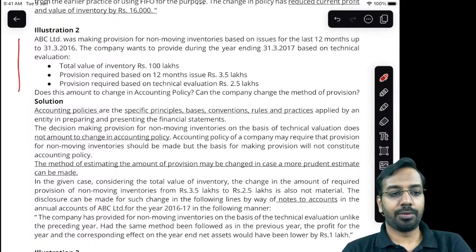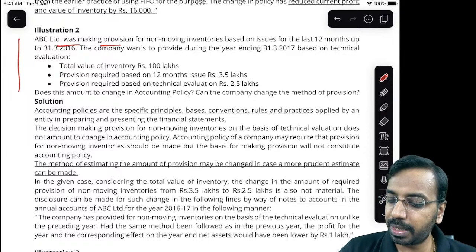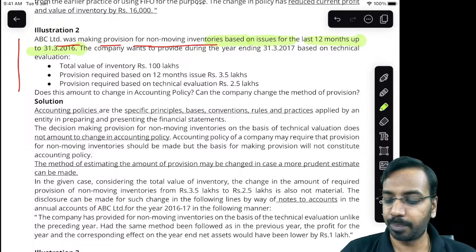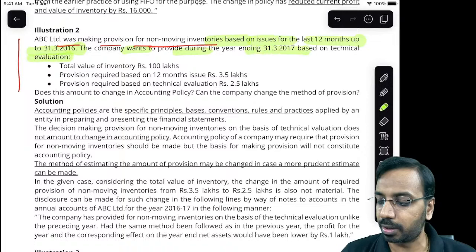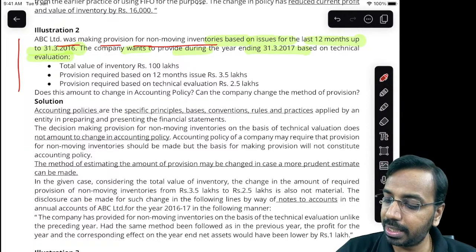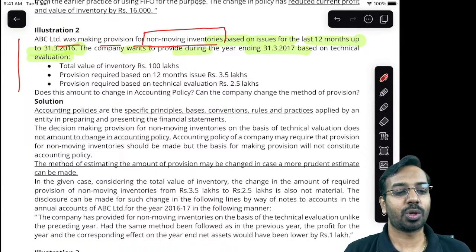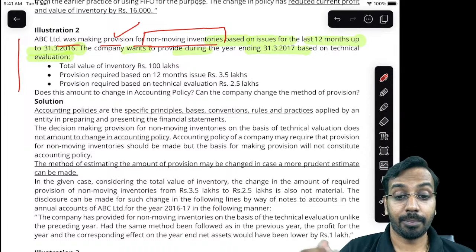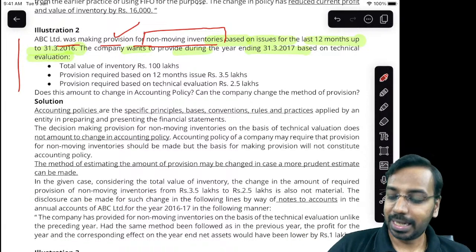So this question comes up a lot of times in the examination also. ABC Limited was making a provision for non-moving inventories based on the issues for the last 12 months up to 31st March of year 16. The company wants to provide during the year ended 31st March based on technical evaluation. So what are they saying? Earlier we were doing it based on non-moving inventory. Non-moving inventory means inventory which is not being sold. Now they are making a provision based on inventory which is not being sold. Okay. Now what do they want to change?